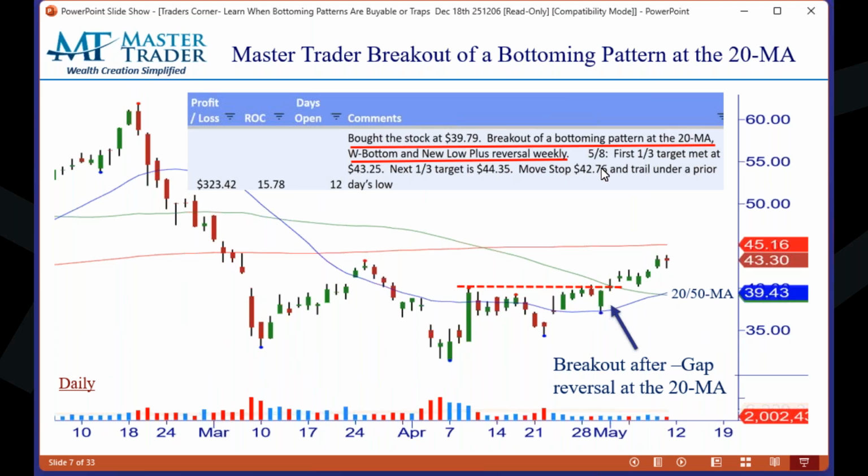We're buying here on the breakout, and we give, obviously, a stop loss, and we manage in between. So we were in this 12 days, made 15% return on capital.